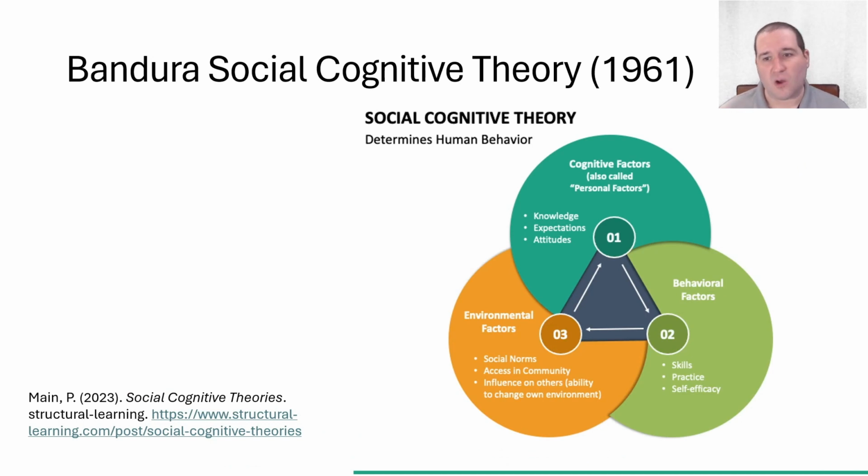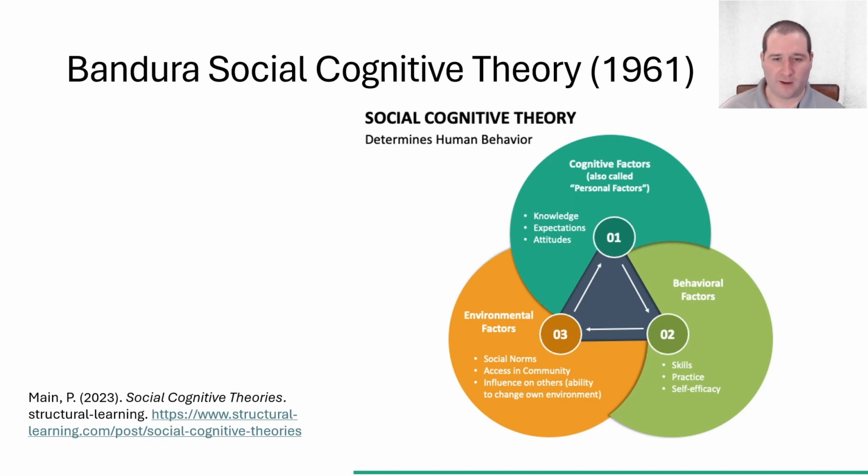Okay, where there's a social side to how we learn. Okay, and he broke these down into 3 factors. There's cognitive factors or personal factors. Okay, how much do you know about the situation? What are your expectations? What kind of attitude do you have, right? Things like that. Behavioral factors. Do you already have skills, practice, self-efficacy?